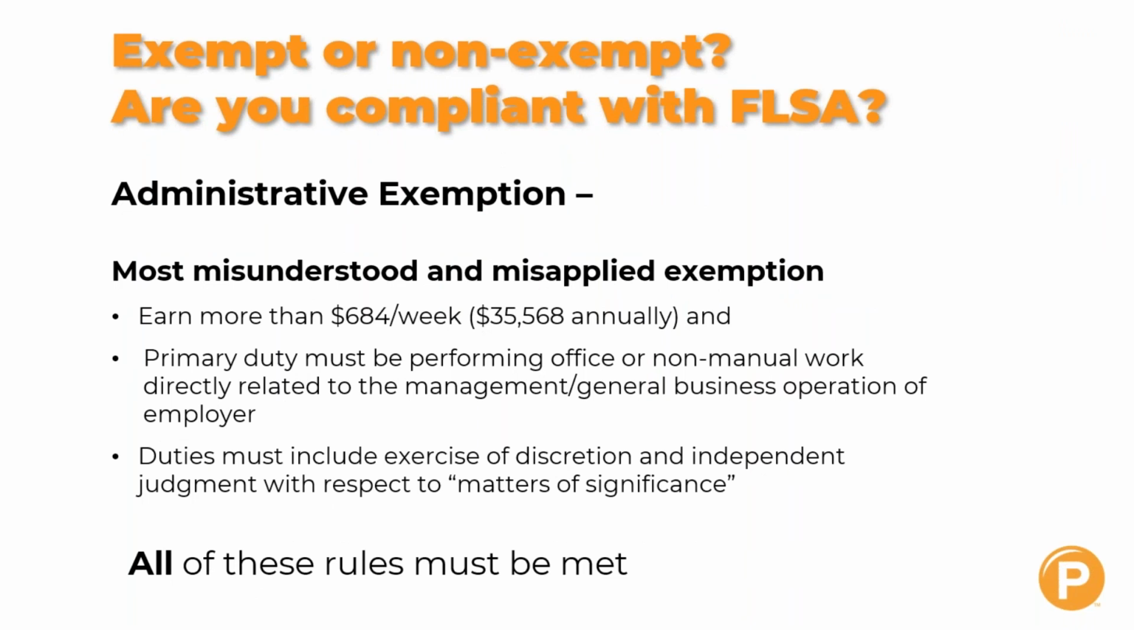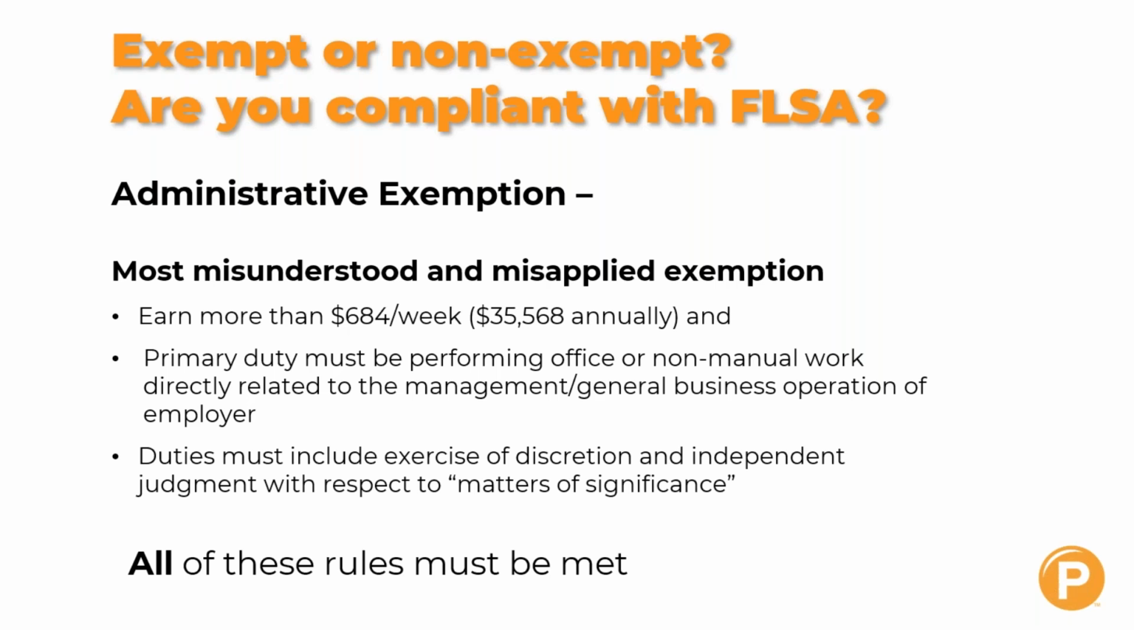Moving on to the administrative exemption, this is probably the most misunderstood and the most misapplied exemption. Obviously, we have the wage test, the $684 a week and the $35,568 annually. But then that person's primary duty has to be performing office or non-manual work that is directly related to the management or general business operation of the employer. And their duties must include exercise of discretion and independent judgment with respect to matters of significance.